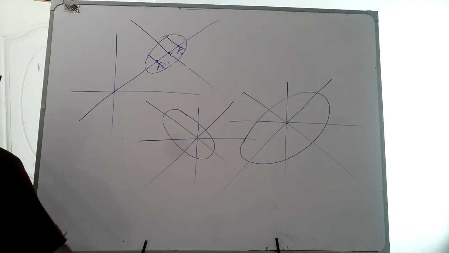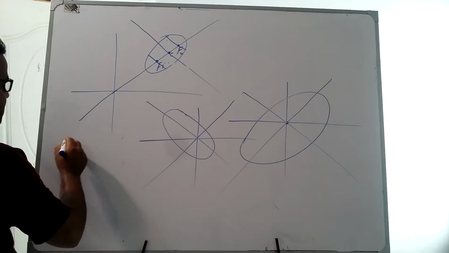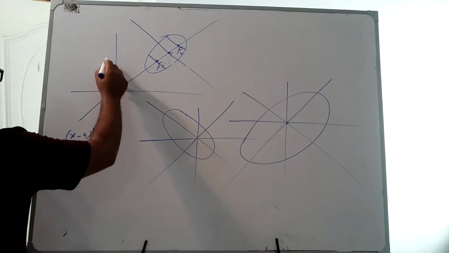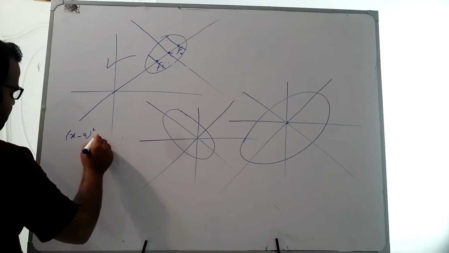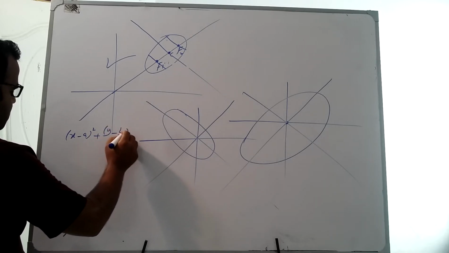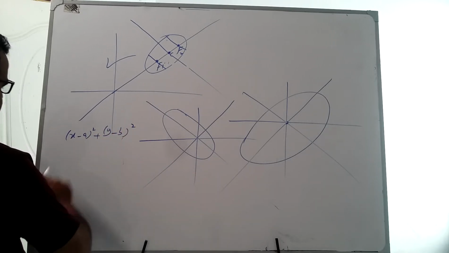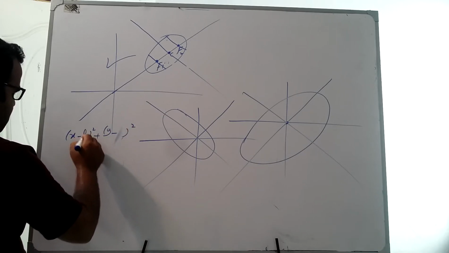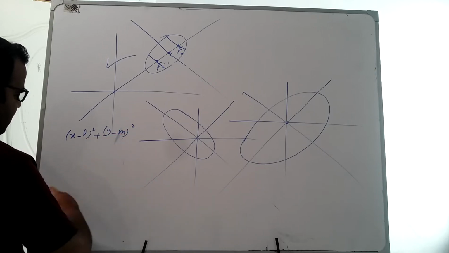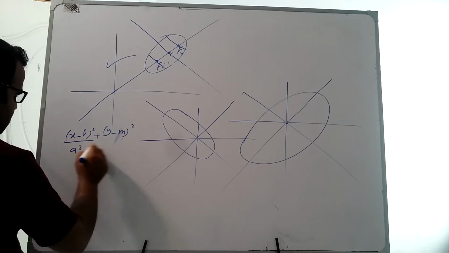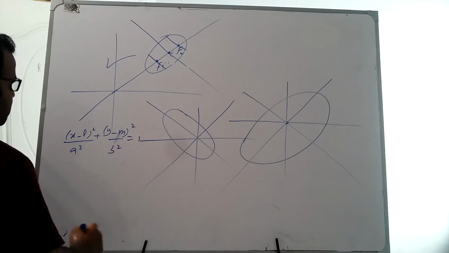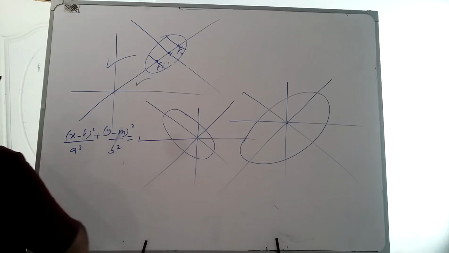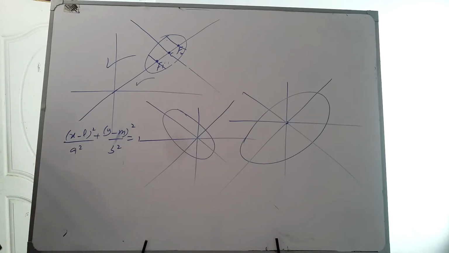Okay, so if the center is not 0, 0, then we write (x minus l) square over a square plus (y minus m) square over b square is equal to 1, where l and m is the center. If the center is 0, 0, then simply we write x square over a square plus y square over b square is equal to 1.